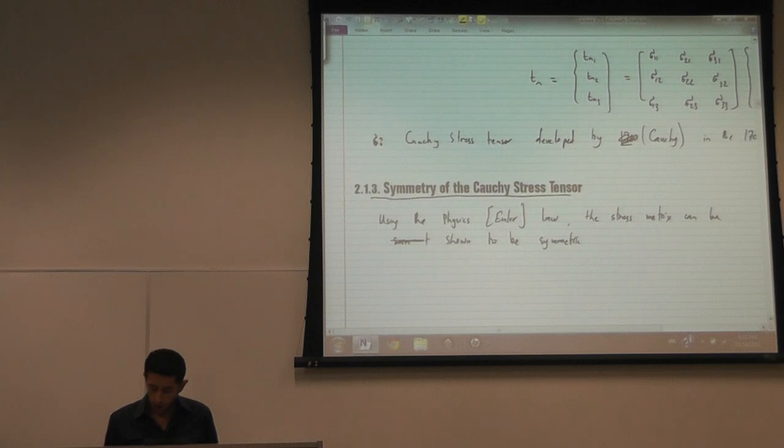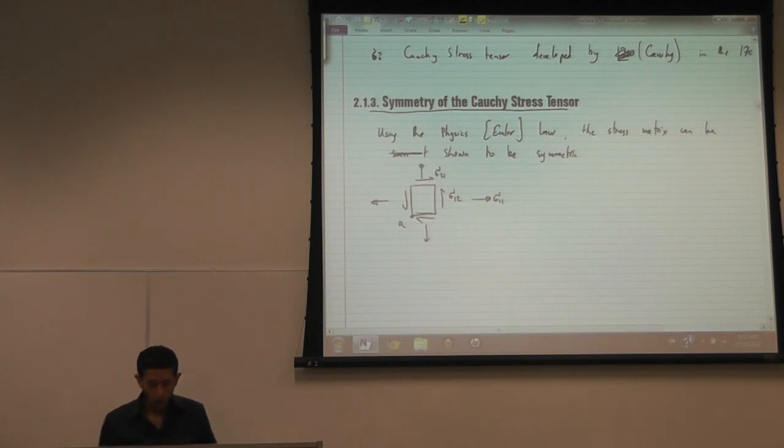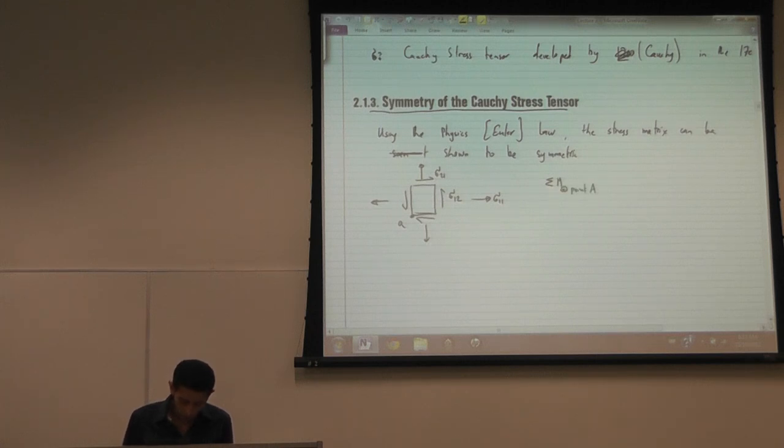Well, Euler's law states that if I have a cube that's rotating in space, and this cube has these stresses acting on it, the sum of moments around point A is equal to the rate of change of angular momentum.